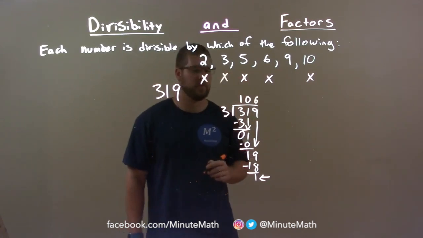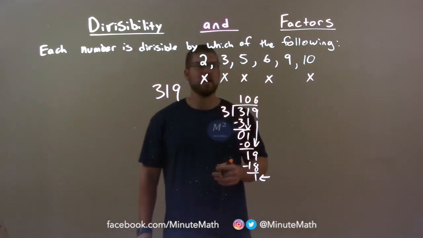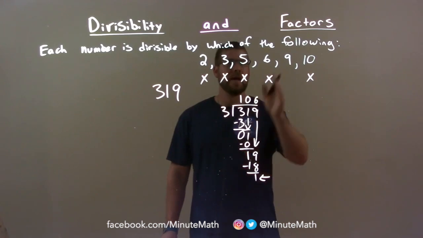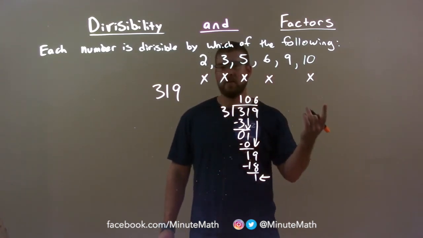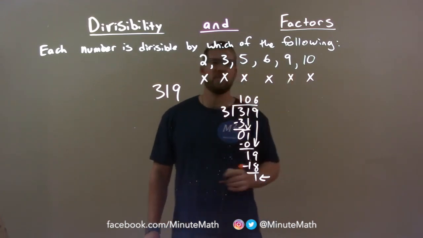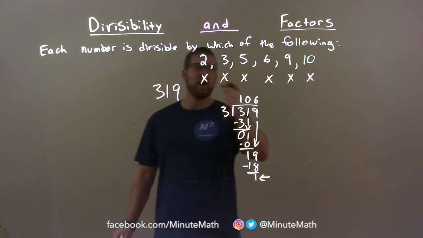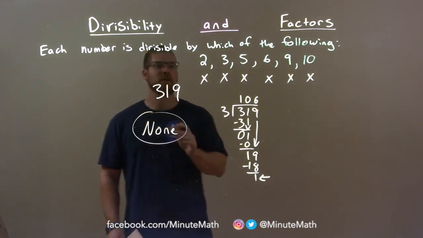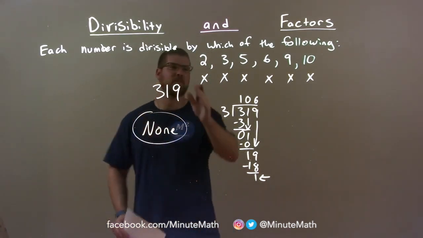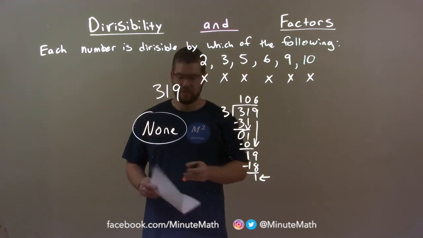So we have an X there for 3. Now, another trick here, since 3 didn't work, 9 would not work because 3 goes into 9, right? So 9 doesn't work as well. So across the board, none of these are divisible. Our 319 is not divisible by any one of these numbers.